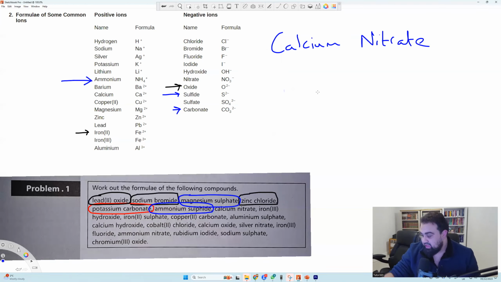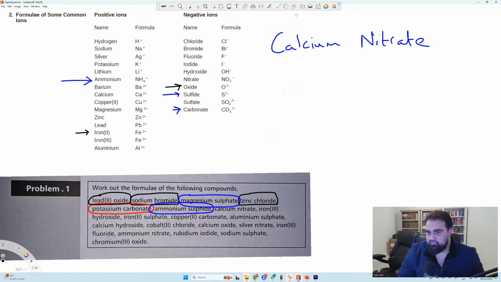Okay. So calcium nitrate. I got this problem from Jim Clark, Problem 1, Calculations in AS and A-level chemistry. I think there's a free PDF version, but get the book. Now, calcium nitrate. How are we going to do this, Rachel?